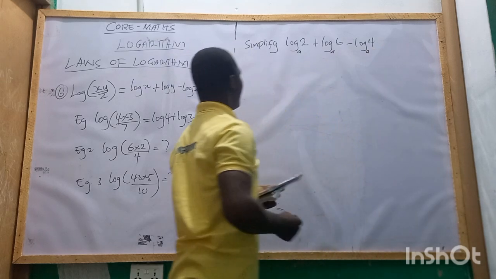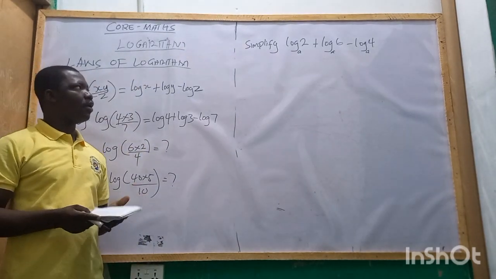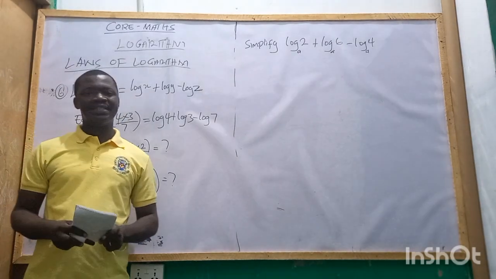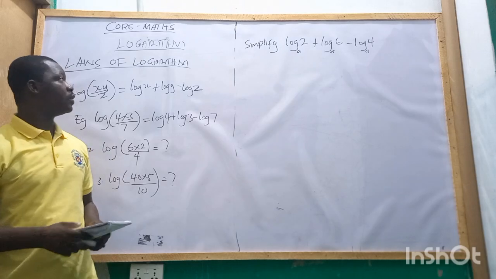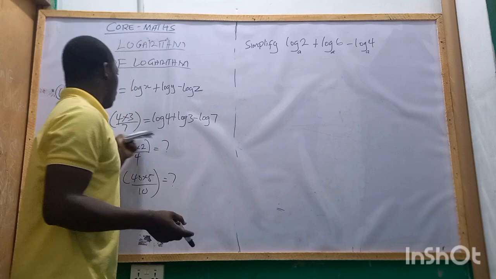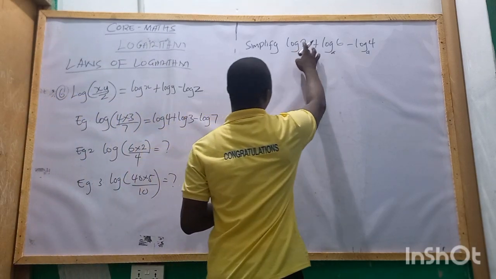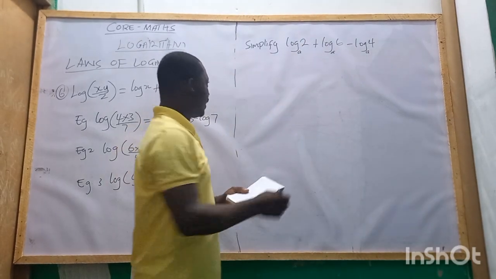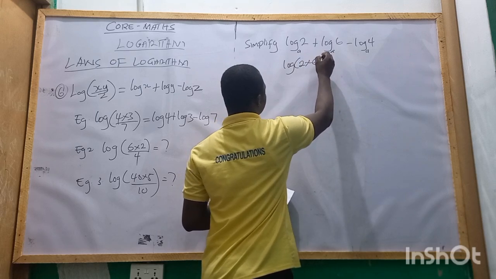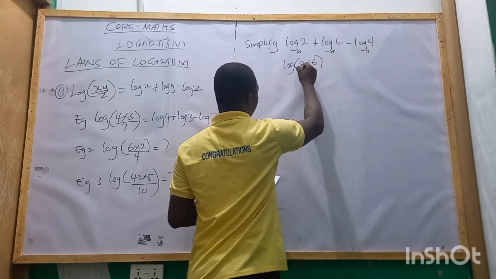So they say we should simplify log of 2 to the base a plus log of 6 to the base a minus log of 4 to the base a, right? So we should simplify. So this is how we'll go about it. So we'll apply this law or this property. Okay, so when they are adding, I know that I'll multiply them. So I'll have, then they are subtracting, so I will divide.